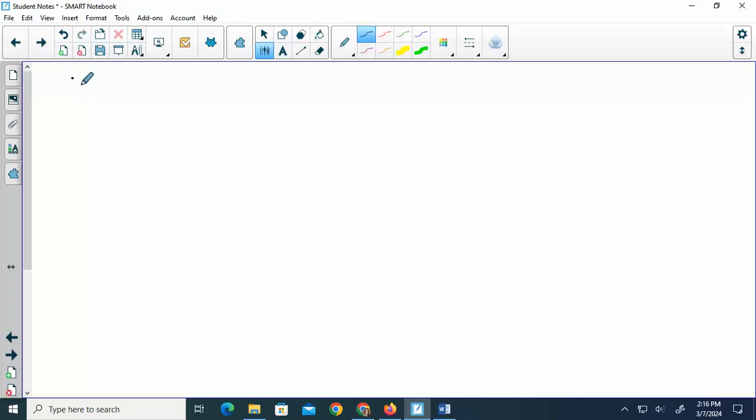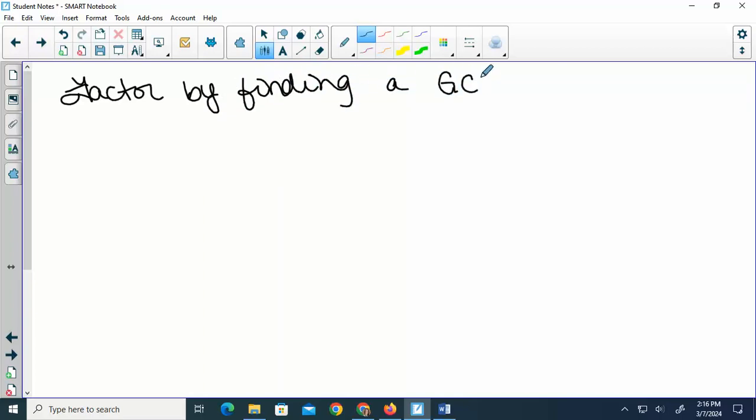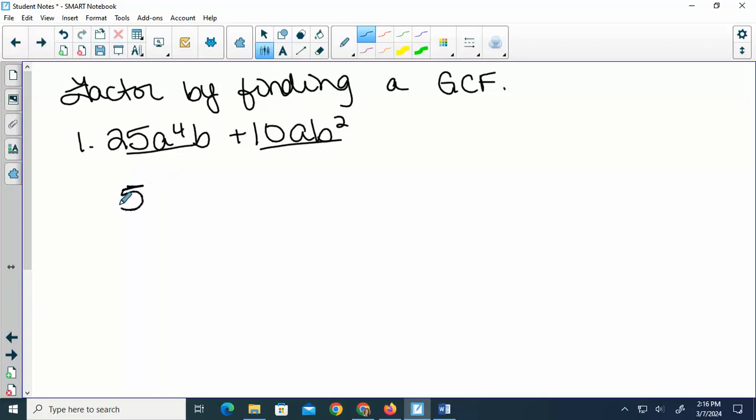like these. So if I said factor by finding a GCF. What does GCF mean? Okay, so if I give you 25a to the 4th b plus 10ab squared. Greatest common factor, that's actually the first step on any problem I give you. We always check to see, do they have anything in common? And what are both of those divisible by? 5. And we can take out an a and a b.